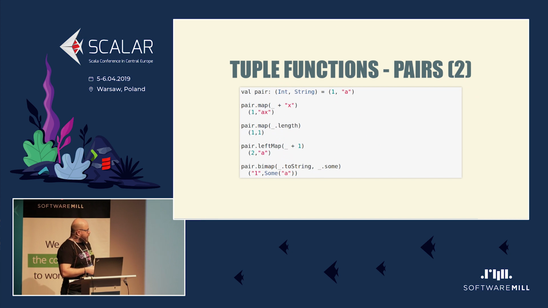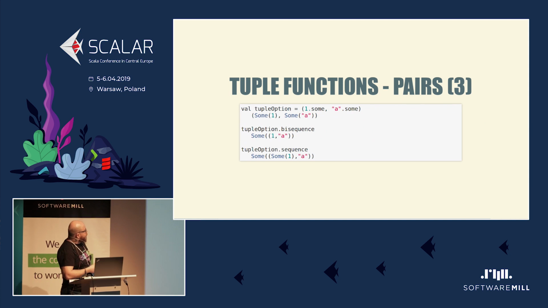And if you want to map the leftmost element, so the first element, use leftMap. So it's also from Bifunctor. And if you want to map both of the elements, you do bimap. Again, this is pretty simple, works, and is convenient. Just remember to import cats implicits, as always. But there's more.